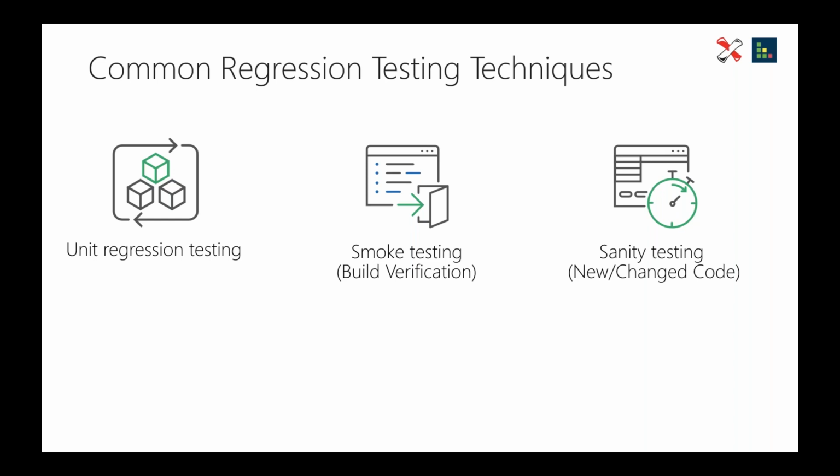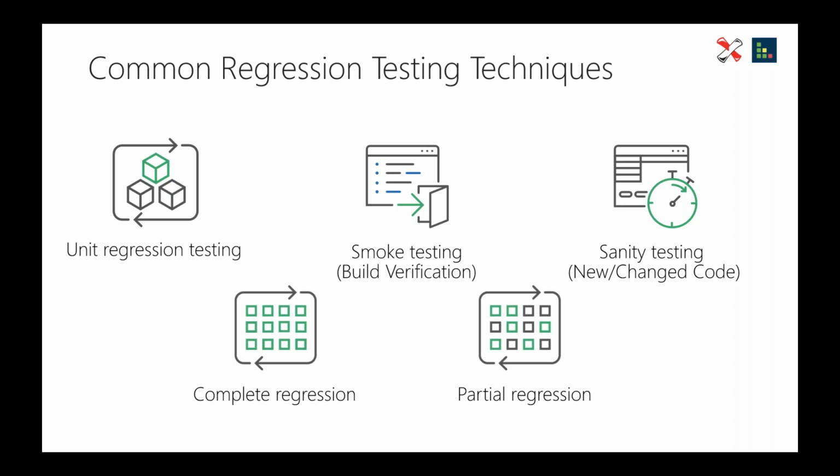So that's why we should do the sanity testing. Again, this is new changed code, and you should do that after you did some smoke testing, right? Then we have what we call complete regression and partial regression. Complete regression is of course taking longer, because you want to run your entire regression test suite. Usually this is happening when you have a major release.